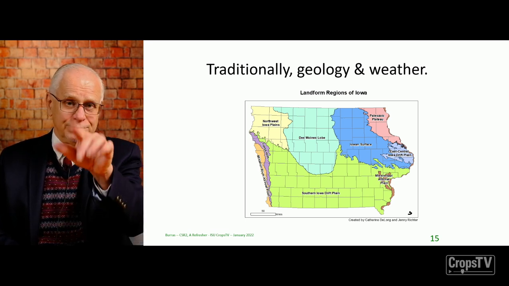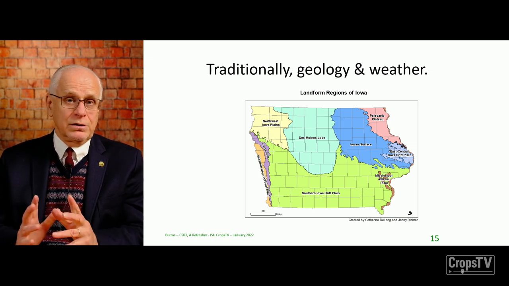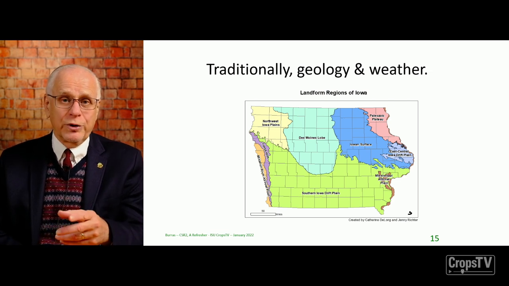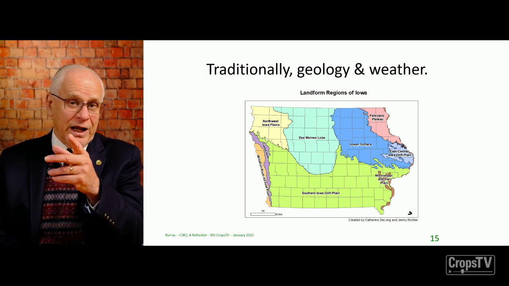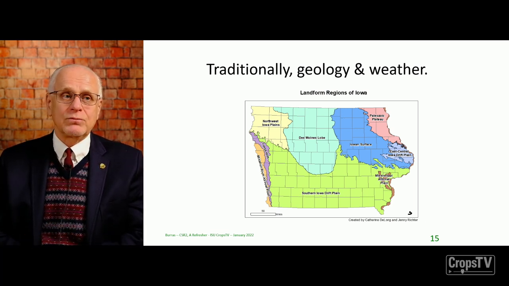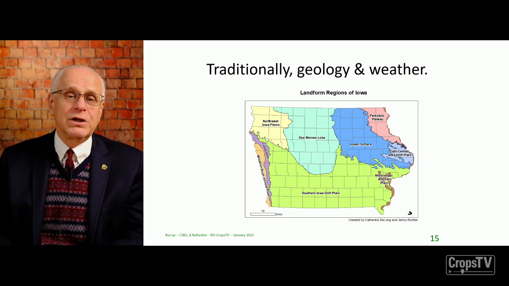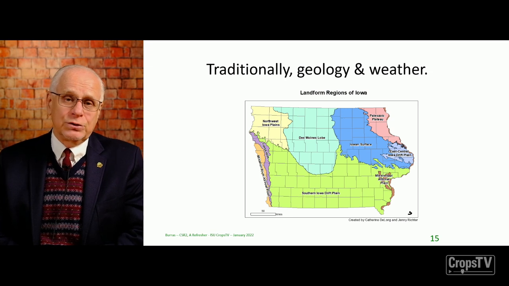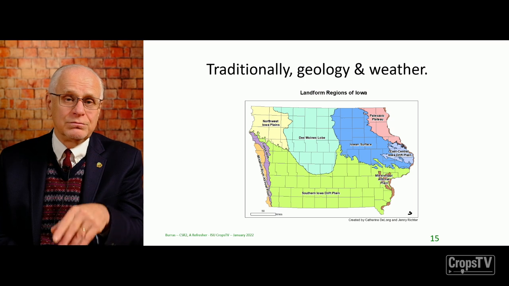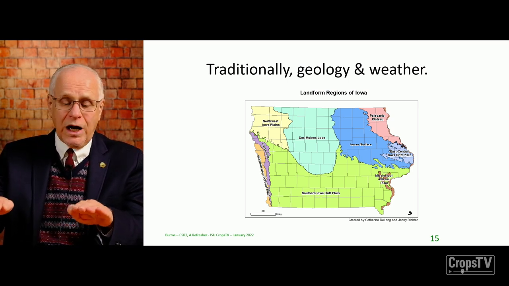We'd say places like that big tongue-shaped part of north central Iowa that covers 20% of the state, the Des Moines Lobe, very recent glaciated area, that we would say those soils are somehow more productive than, say, if we went into the Paleozoic Plateau, the pink area in northeast Iowa. Traditionally, we would evaluate productivity around geologic regions and around weather zones. So the Des Moines Lobe of north central Iowa, we would say that's somehow more productive in general, so better soils, than the Paleozoic Plateau, the pink area of northeast Iowa.